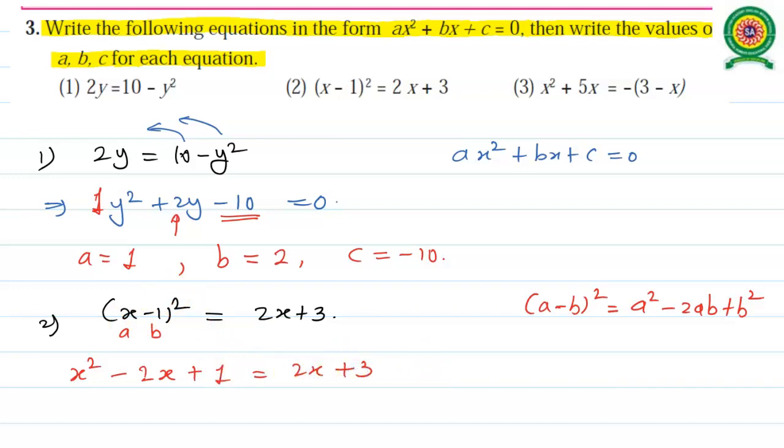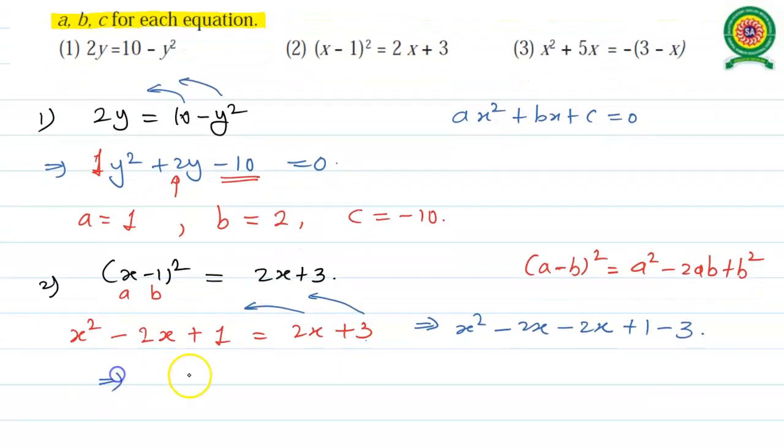So after all, how to simplify? Shift that 2x and 3 from RHS to LHS, so we get x square, minus 2x as it is. Then after shifting 2x, it becomes minus 2x, plus 1 as it is. After shifting 3, it becomes minus 3. Now the equation is of the form, try to write equal to 0. Once you shift 2x and plus 3 from RHS to LHS, the remainder over RHS becomes 0.